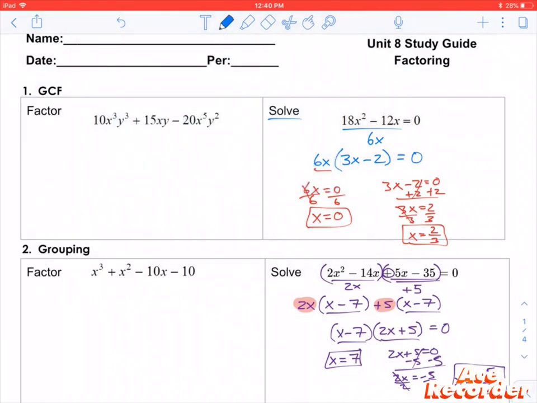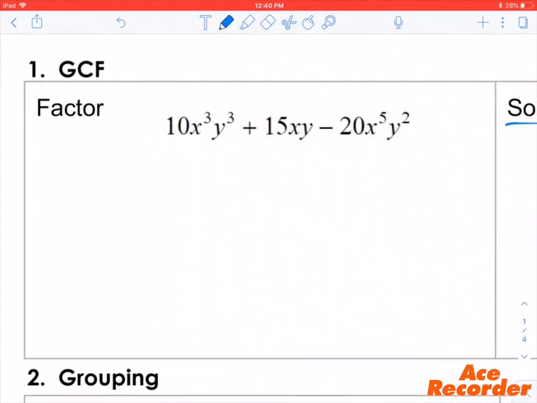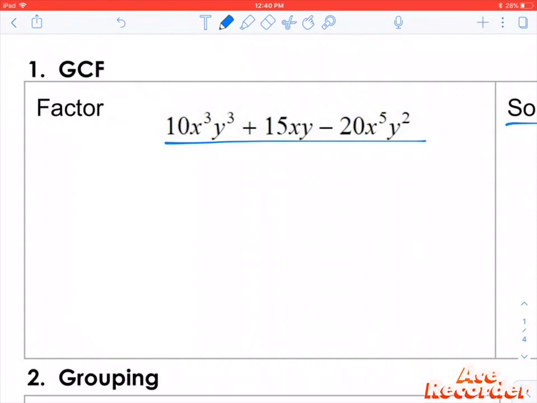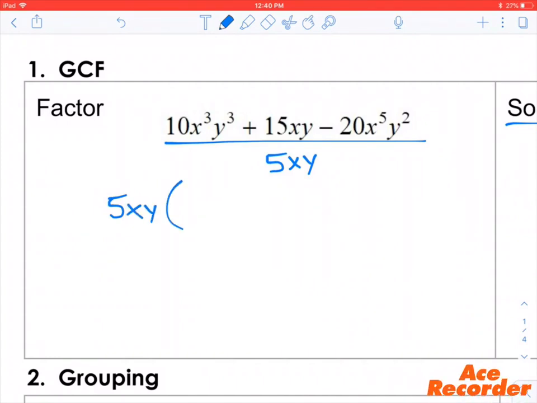So look and see, what can I divide everything by? So number-wise, 10, 15, and 20 all divide by 5. And they all have at least one y and one x. So remember, you can only divide by how many they all have. So they all have at least one. So 5xy comes out, and then you divide to see what's left.